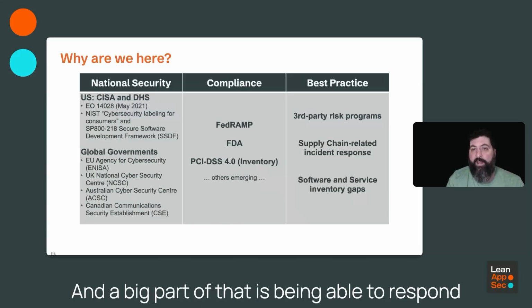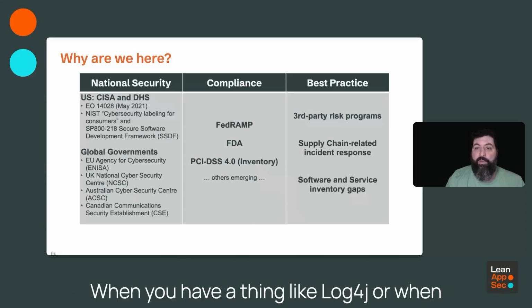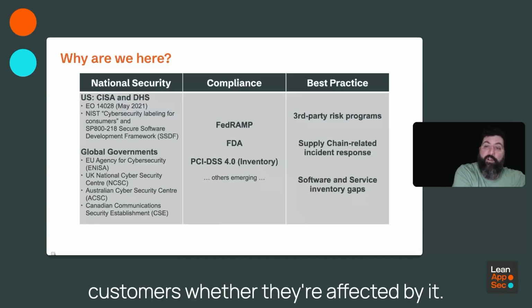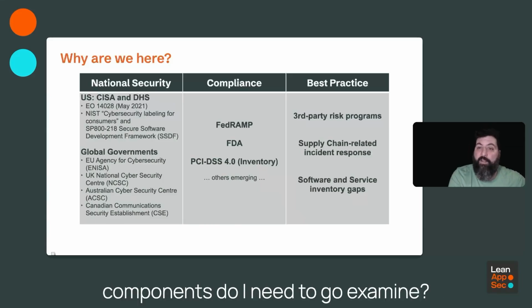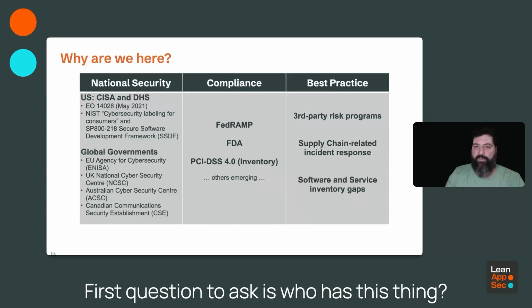And a big part of that is being able to respond to these supply chain related incidents, right? When you have a thing like Log4j, or when you have a thing where there's a vulnerability and you need to be able to tell your customers whether they're affected by it, and you internally need to know what components do I need to go examine, and what has that library at the base level. First question I need to ask is, who has this thing?